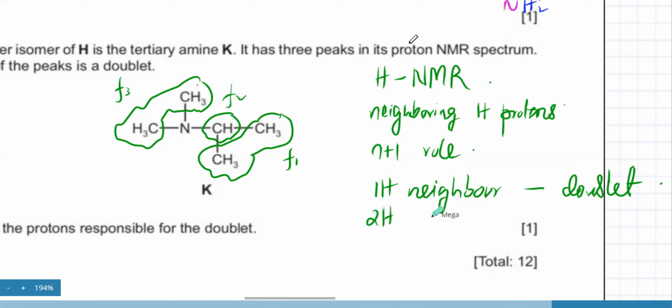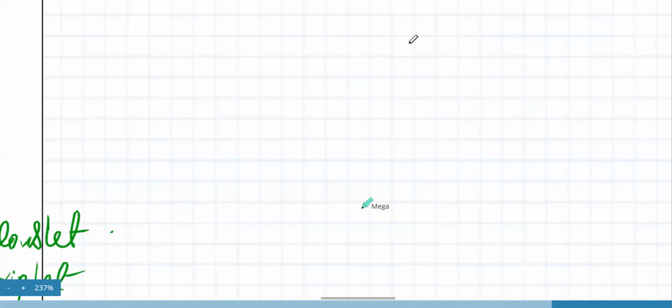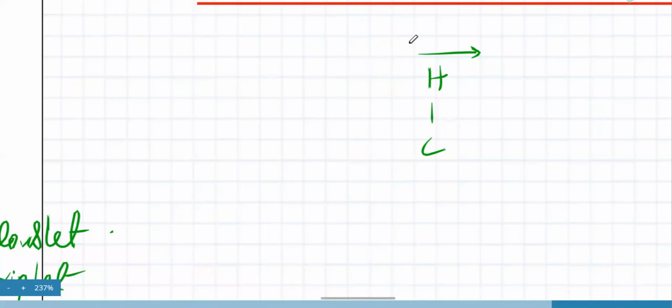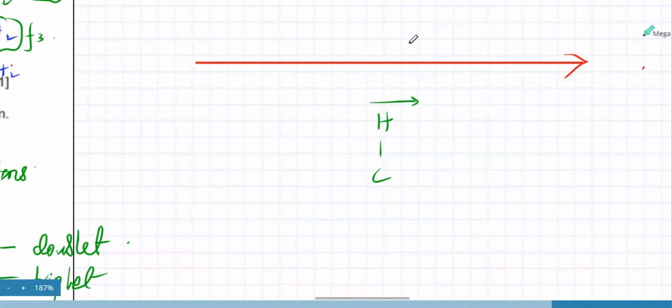If the neighborhood has two hydrogen protons, the peak would be a triplet. The logic behind this is, let's say you have a hydrogen over here, trying to resonate. It's aligned with the external magnetic field, and then it absorbs the frequency. Let's say this is the powerful external magnetic field, so it's aligned with it, just like a compass needle aligns with the external magnetic field, right?